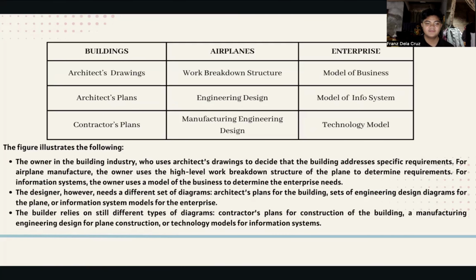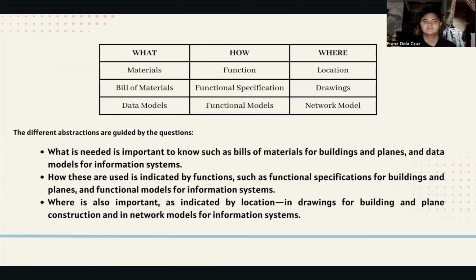The figure illustrates the following: the building and airplane enterprises. The building contains architect drawings, architect plans, and contractor plans. The airplane has a work breakdown structure, engineering design, manufacturing engineering, model of the system, enterprise technology model, business model of the system, and technology model. The figure illustrates the what, how, and where.